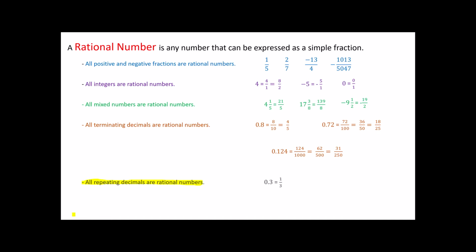For example, 0.3 repeating, and I think I forgot to put my repeating symbol on here. 0.3 repeating is 1/3. 0.45 repeating is 5/11ths. And 0.15 repeating is 5 over 333. Now, in a later lesson, we'll talk about how to do those conversions, but for the moment, suffice it to say that if you have a repeating decimal, it would be rational because it can be written as a fraction.